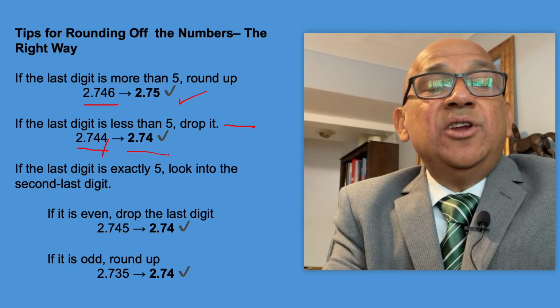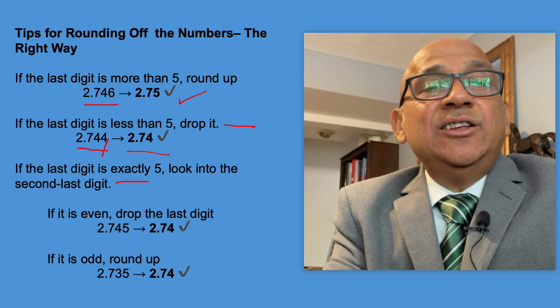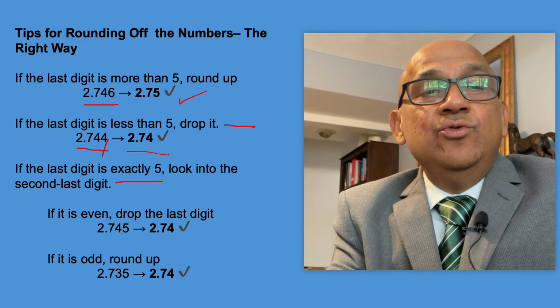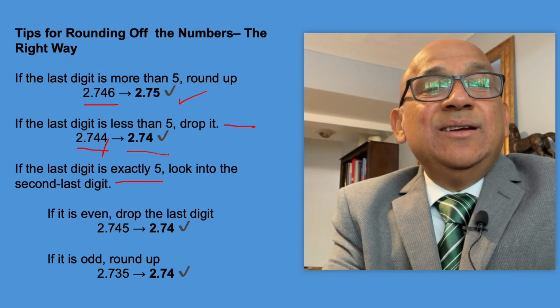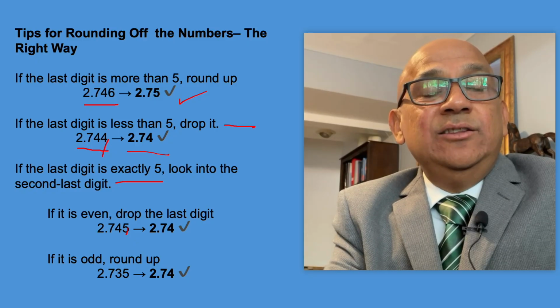Now comes a very tricky situation. If the last digit is exactly 5, then what to do? There is the following convention: if the last digit is just 5, we look at the second last digit, the digit before the last digit.